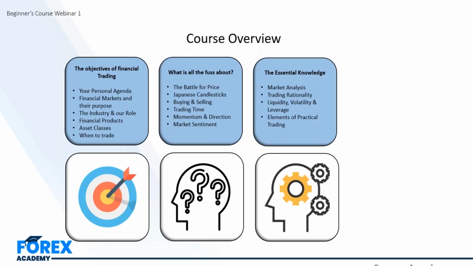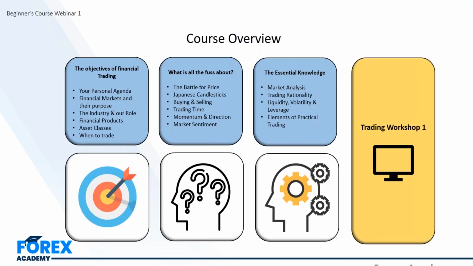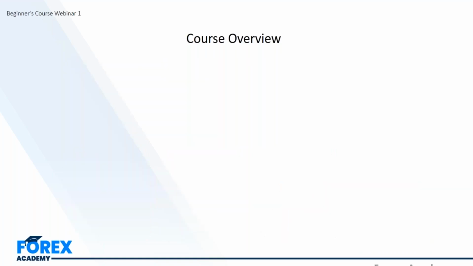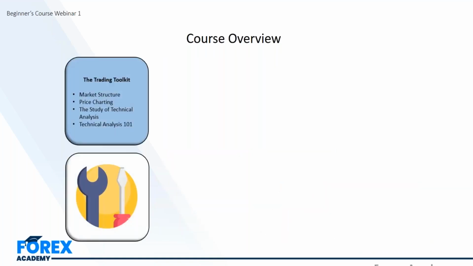And that will lead us nicely into our practical workshop, lesson number 4, where we open up the MT4 trading platform, looking across the different asset classes from lessons 1, 2, and 3, and placing some early trades on the MT4 platform. Continuing on from that, in lesson number 5 we'll be looking at the trading toolkit, particularly how to build a toolkit. So looking at market structure, price charting, the study initially of technical analysis, and some novice principles of technical analysis 101.